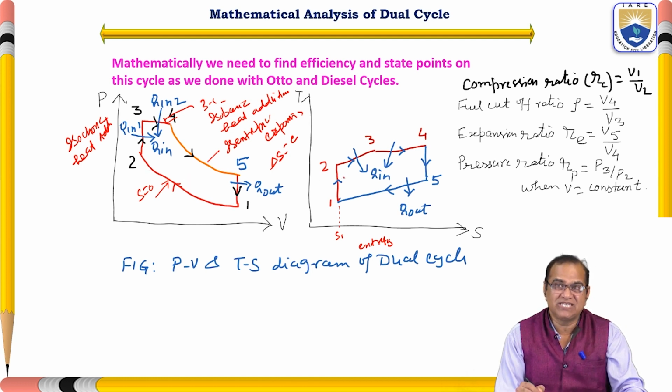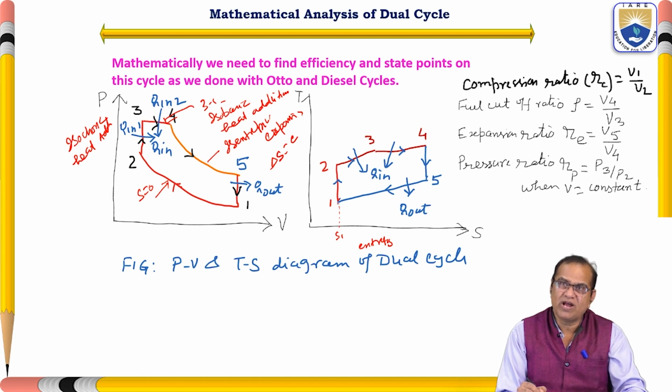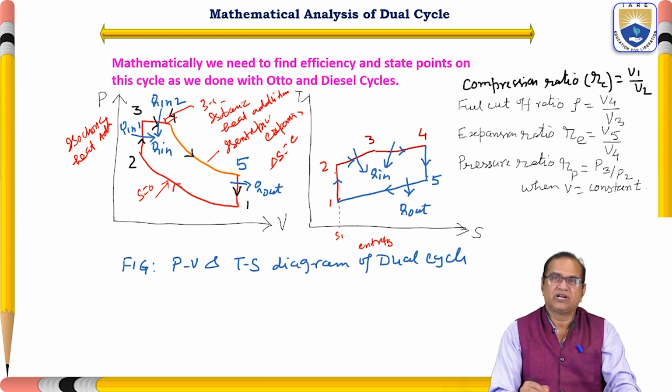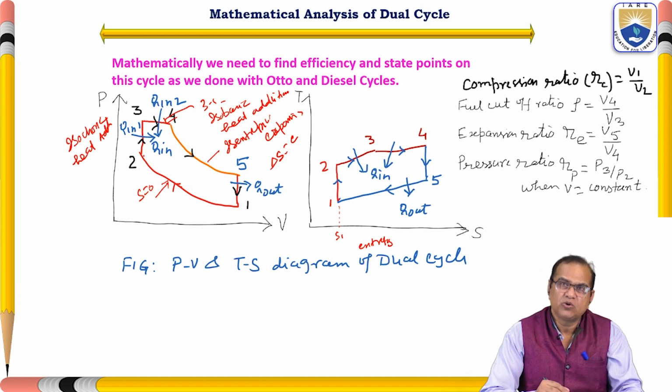So we have to use the TS diagram. This 1 to 2 is your isentropic compression. In this, pressure is increased. Now 2 to 3 is isochoric or constant volume heat addition.